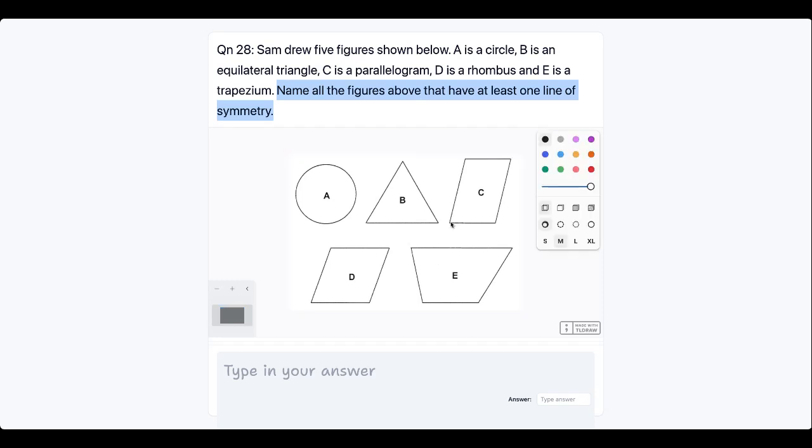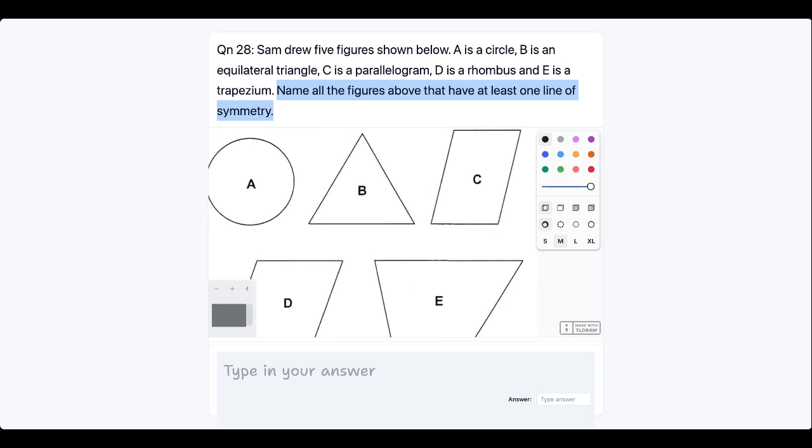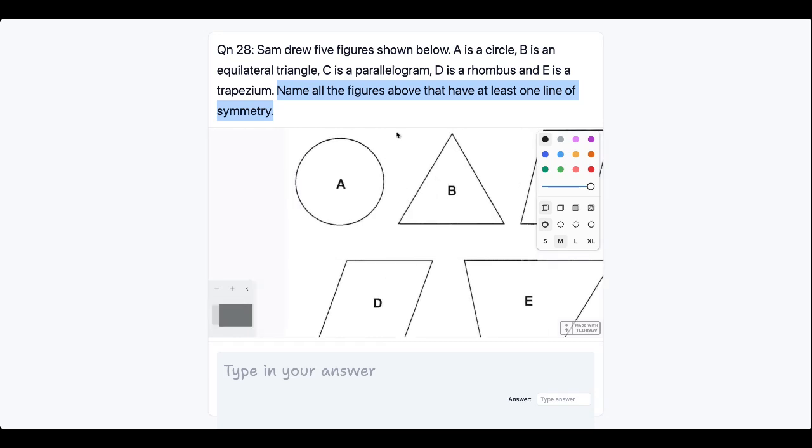Okay, so let's look at it. Okay, so A don't have anything. B don't have anything because triangle don't have line of symmetry, even if it's an equilateral triangle. What about C? Does C have a one line of, oh, sorry, line of symmetry? I thought it's parallel lines. Okay, my bad. So one line of symmetry.